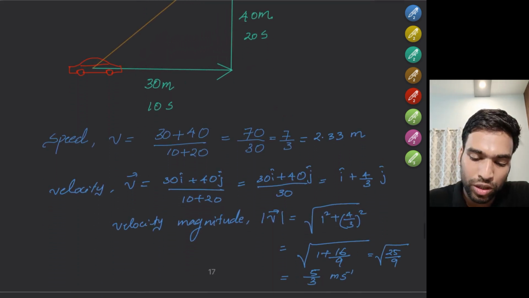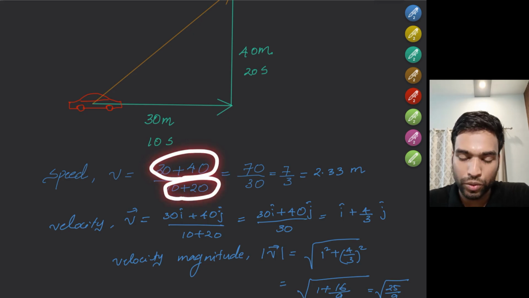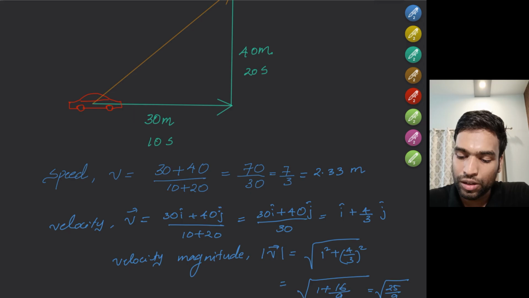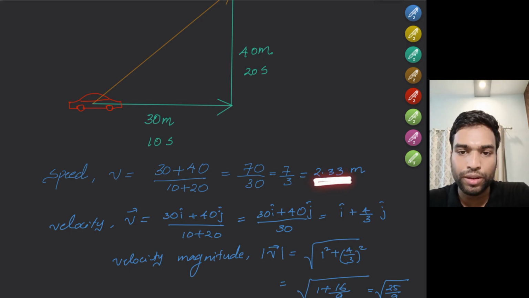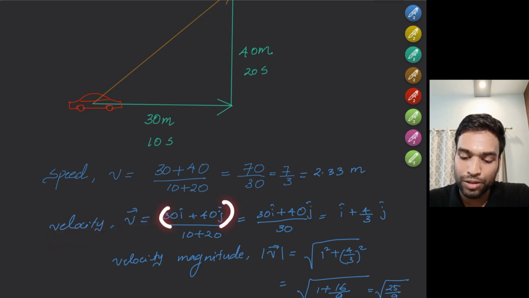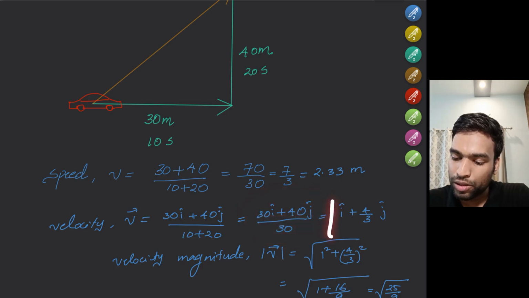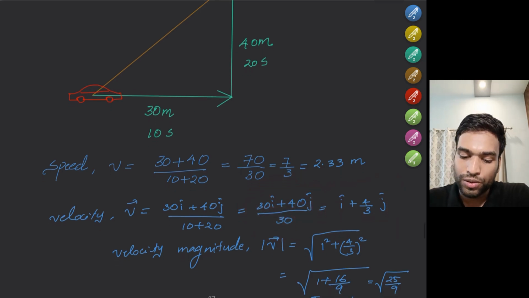Therefore, the speed v equal to 30 plus 40 divided by 10 plus 20. Total distance is 30 plus 40 divided by 10 plus 20, which will be 70 divided by 30, 7 by 3, which is 2.33 meter per second. Good. Now for finding velocity, you have to find the displacement. Displacement is 30 i cap plus 40 j cap, and you divide that by the total time duration, which is 10 plus 20. So 30 i cap plus 40 j cap divided by 30 will be i cap plus 4 by 3 j cap. Good. So that's the velocity vector.